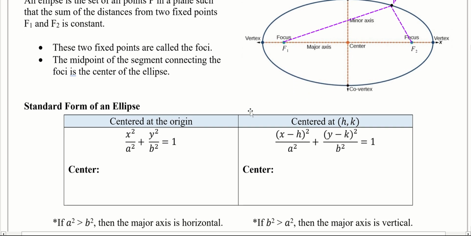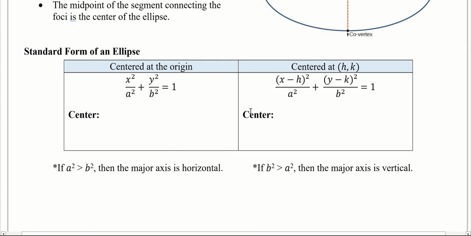So, standard form of an ellipse. This is the parent function here, without any movement of the center. Our center in this case is going to be at 0, 0. Our A is going to be in the x direction, because A is underneath x. And then the B is going to be a vertical component because B is under the y.